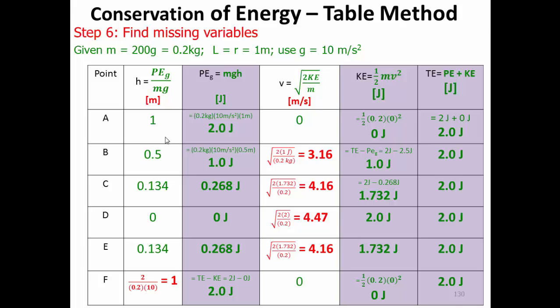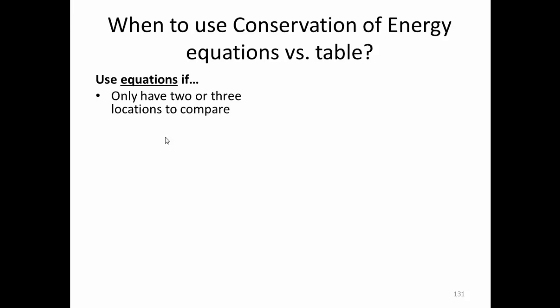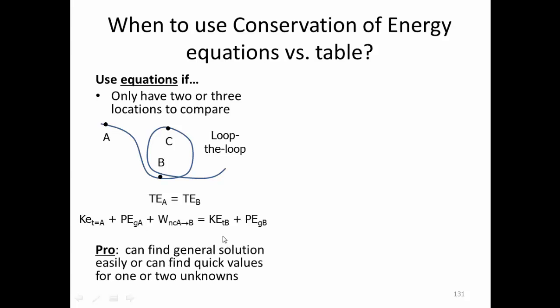That's the table method. So when would you use the conservation of energy equations versus the conservation of energy table? Well, we'd use equations if we only have 2 or 3 locations to compare. They're very quick calculations, especially if there's only 2 locations to compare, even if there's 3. So let's say we had a little loop-the-loop or something like that. If we wanted to compare points A to B or A to C or C to B, we could do that just by writing down our total energy at A equals total energy at B, or A to C or C to B, whichever pair you'd like to compare. Toss in some numbers and work out the values.